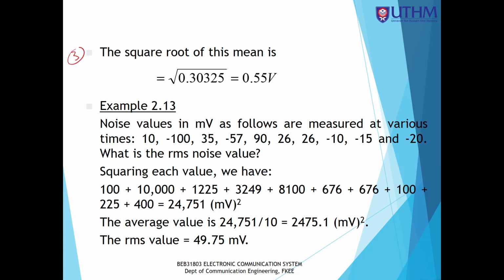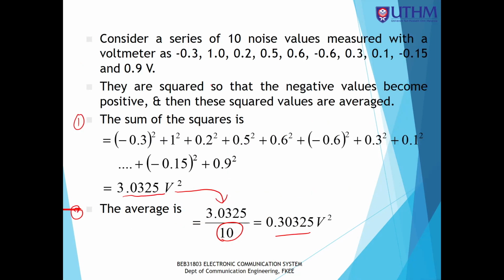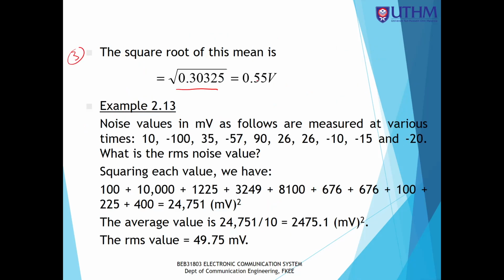Okay, square root of the average. This one. Okay, this is from this one. Square root of the average, we get 0.55 volt. So this is the RMS voltage value of all the voltage readings.